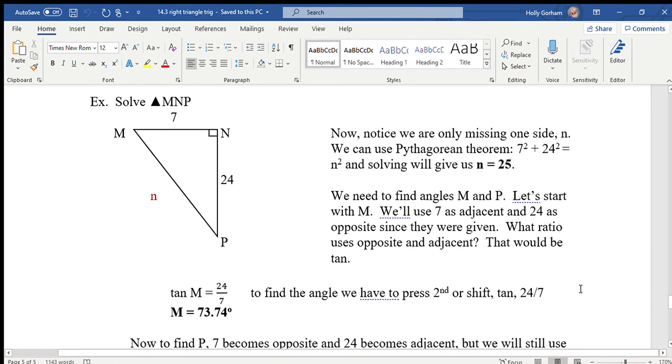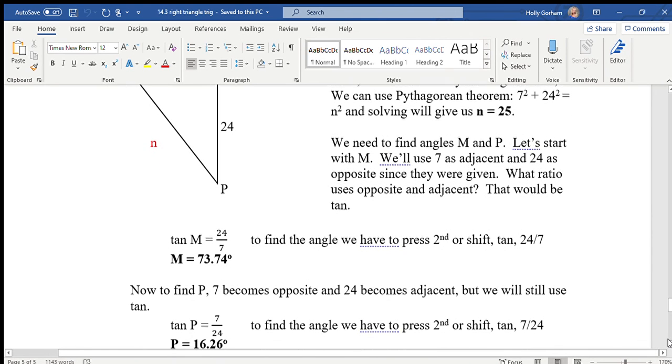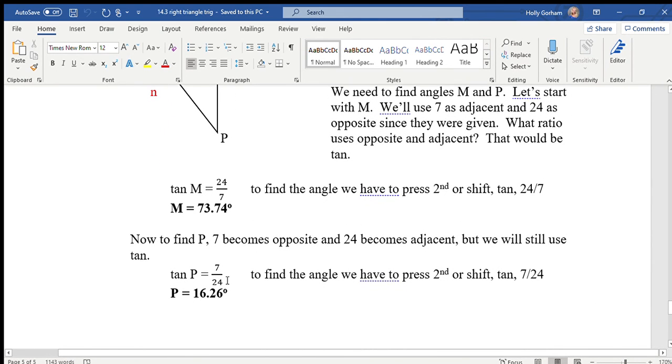Now if we wanted to solve for P, 7 is on the opposite and 24 is the adjacent. It's still tangent, but when we write tangent P, it would be 7 over 24. So if we press second tangent 7 over 24, that'll give us 16.